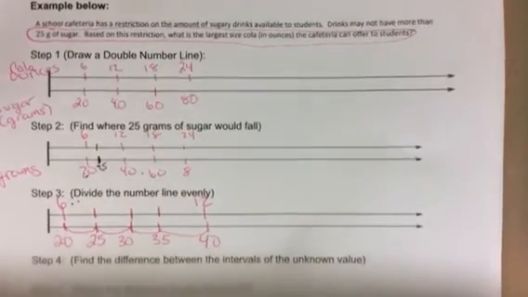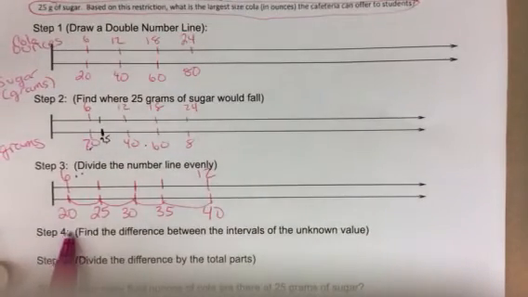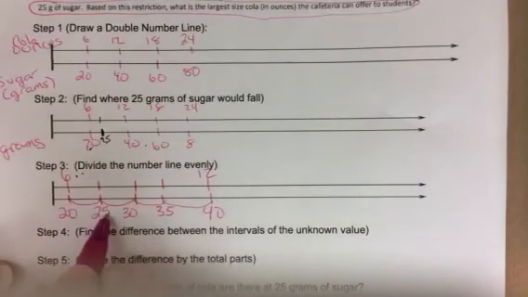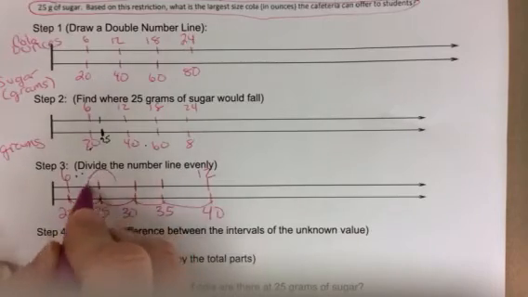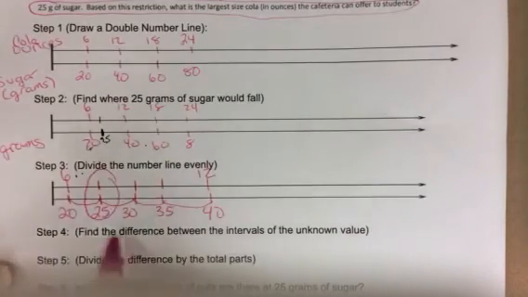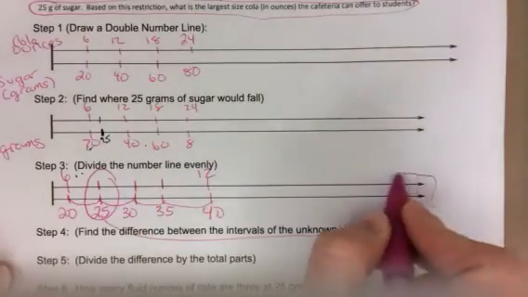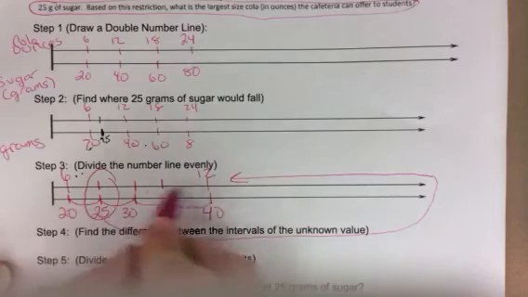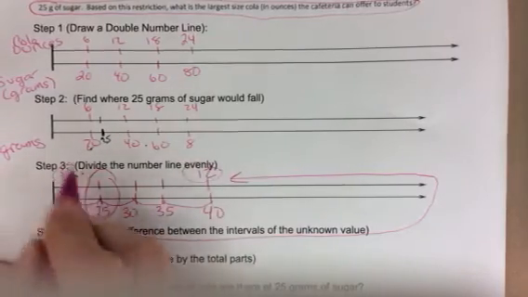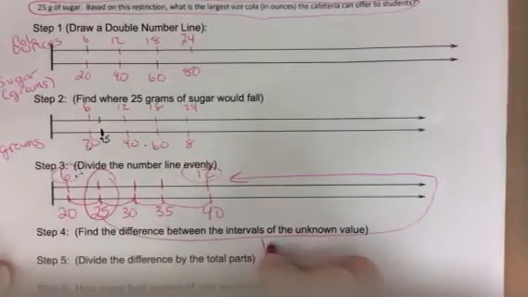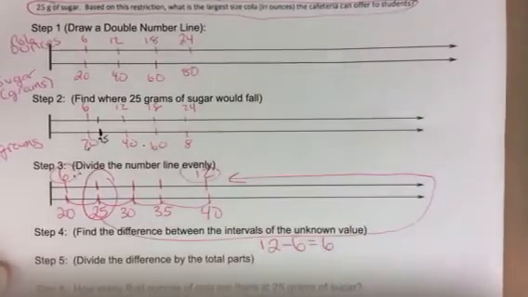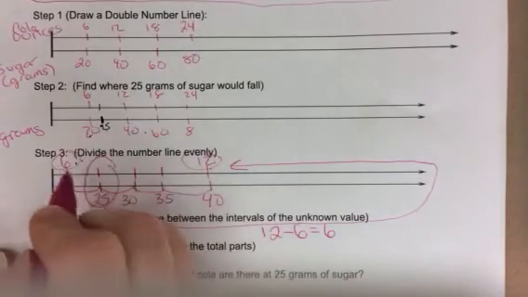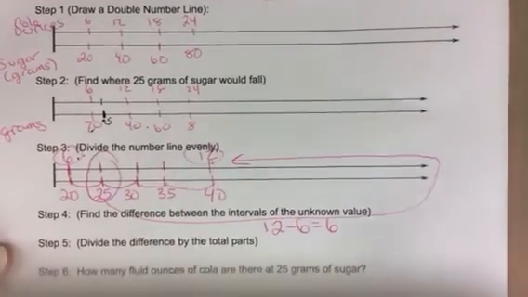So step 4. Find the difference between the intervals of the unknown value. What I'm asking about, the unknown value, is how many fluid ounces there would be at 25 grams of sugar. So the unknown value I'm referring to is the top number line. Find the difference. So we're going to find the difference between 12 and 6 by subtracting 12 minus 6 to get 6. Okay, the reason we're doing that is we need to know the distance between 6 and 12 in order to determine the value of each of those parts.